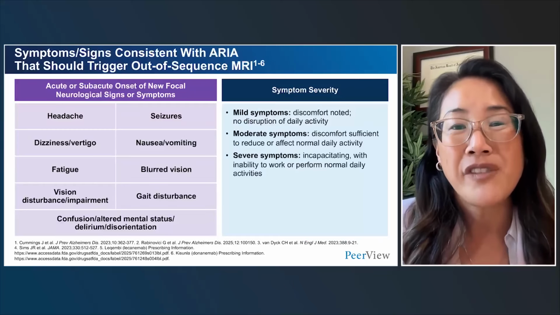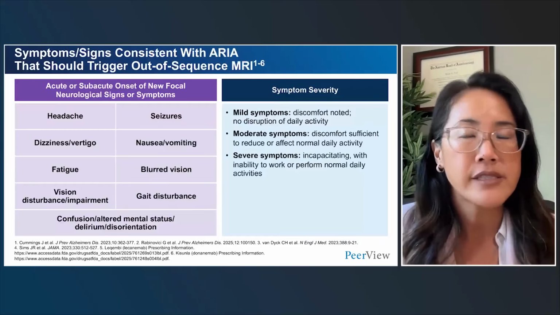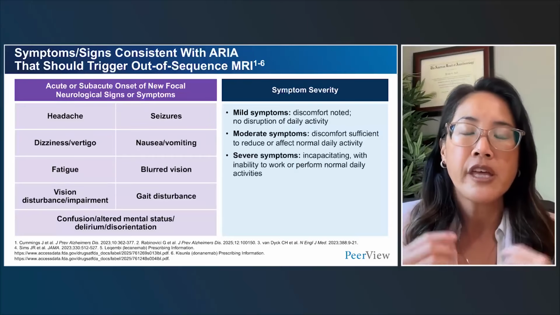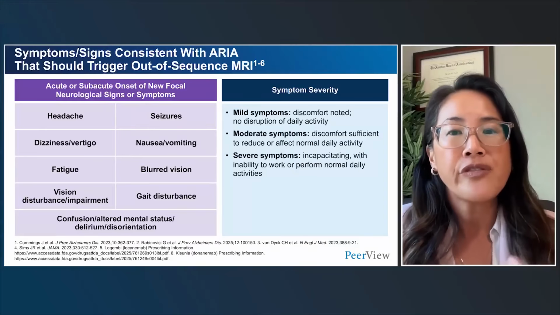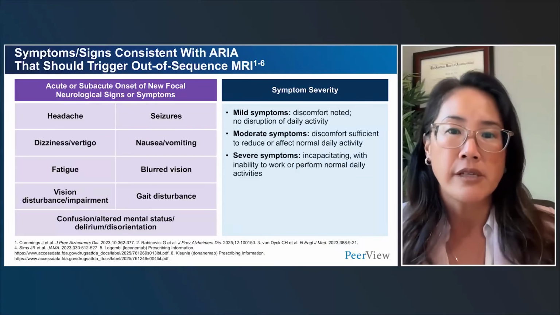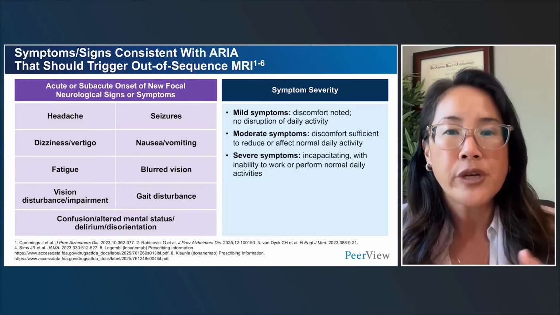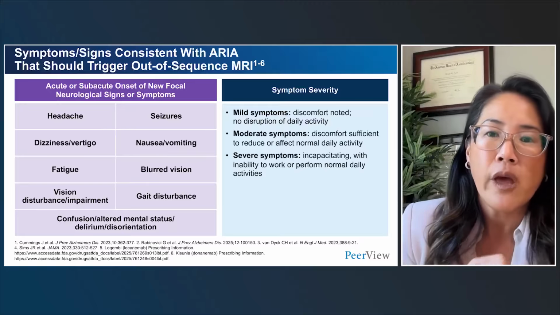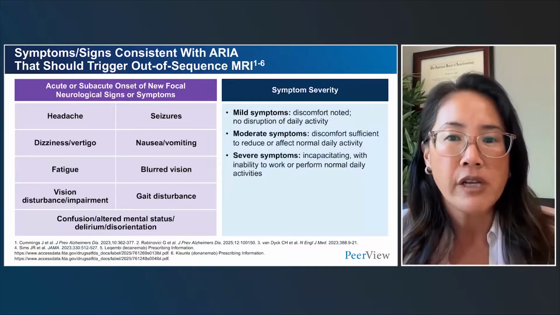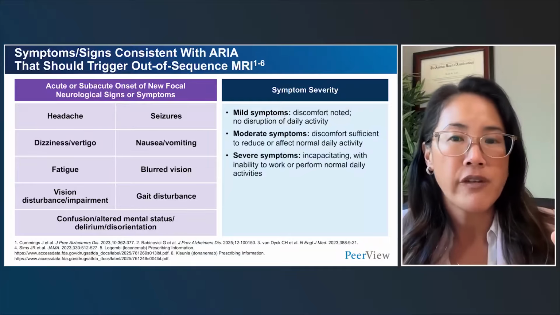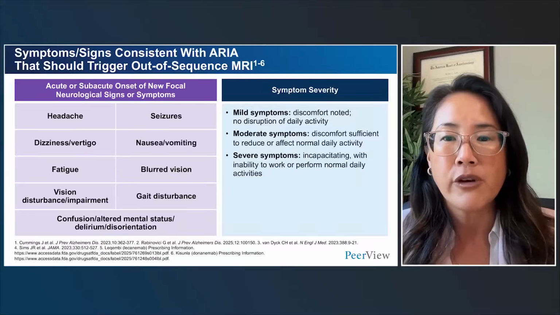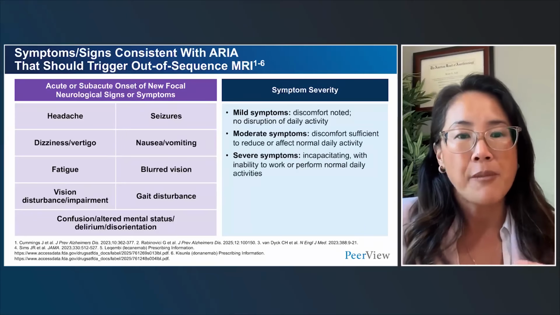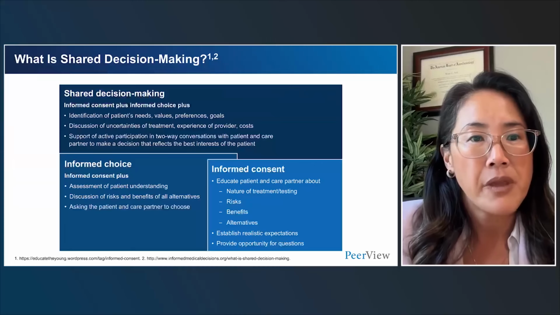And these symptoms can be very nonspecific. So headache, seizures, dizziness, nausea, vomiting, fatigue, blurred vision. I don't need to read all of them, but they can be very nonspecific. And with these symptoms, this could mean that someone has ARIA. So that would trigger an out-of-sequence MRI, an additional MRI. And we can think about the symptom severity with mild, so maybe no disruption of daily activity, versus moderate or severe, and that might trigger additional urgency for MRI and maybe even ER visits.